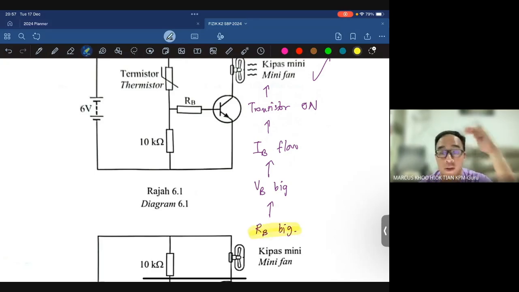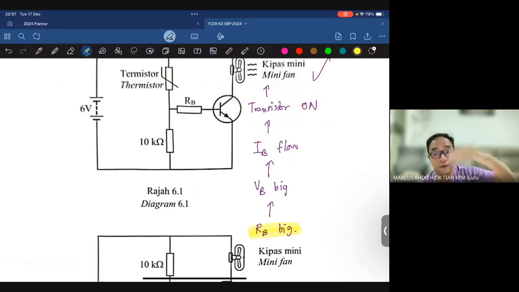Itu saja yang kita kena fikirkan. That's why we put the thermistor on top. And what is the other one? Light dependent. Light dependent, we put it at the bottom. Because that causes the base resistance to be big, yang menyebabkan the base voltage menjadi besar, yang menyebabkan the arus tapak mengalir, yang menyebabkan transistor switch on, yang menyebabkan your mini fan to work.